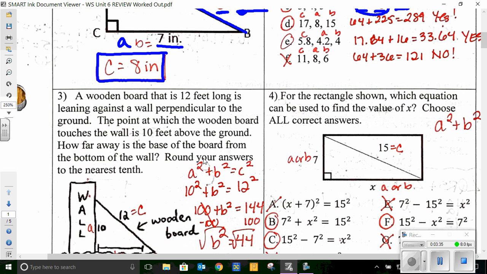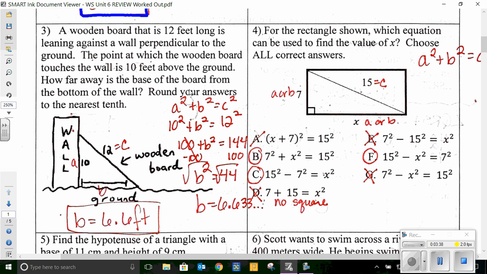Number 3, we have a problem here with a picture. It says a wooden board that is 12 feet long is leaning against a wall perpendicular to the ground. What they're saying is that the wall here, there's the wall, it's perpendicular to the ground here. So there's my right angle there, which makes the triangle part the right angle as well. The point at which the wooden board touches the wall is 10 feet above the ground.